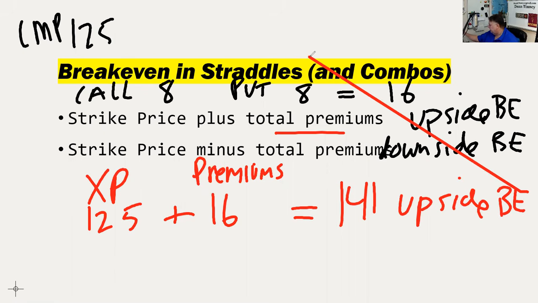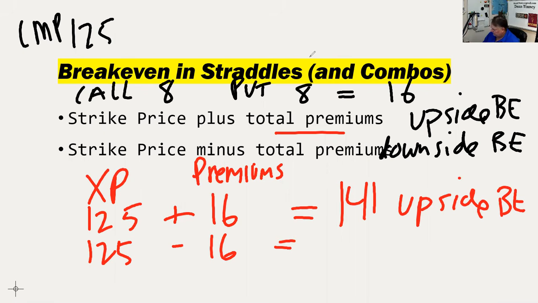By the way, if I'm a short, it's the same thing. I still combine them. Buy, add, sell, add. If it's the same type of thing, you do that. And remember, the put was 125 minus 16.